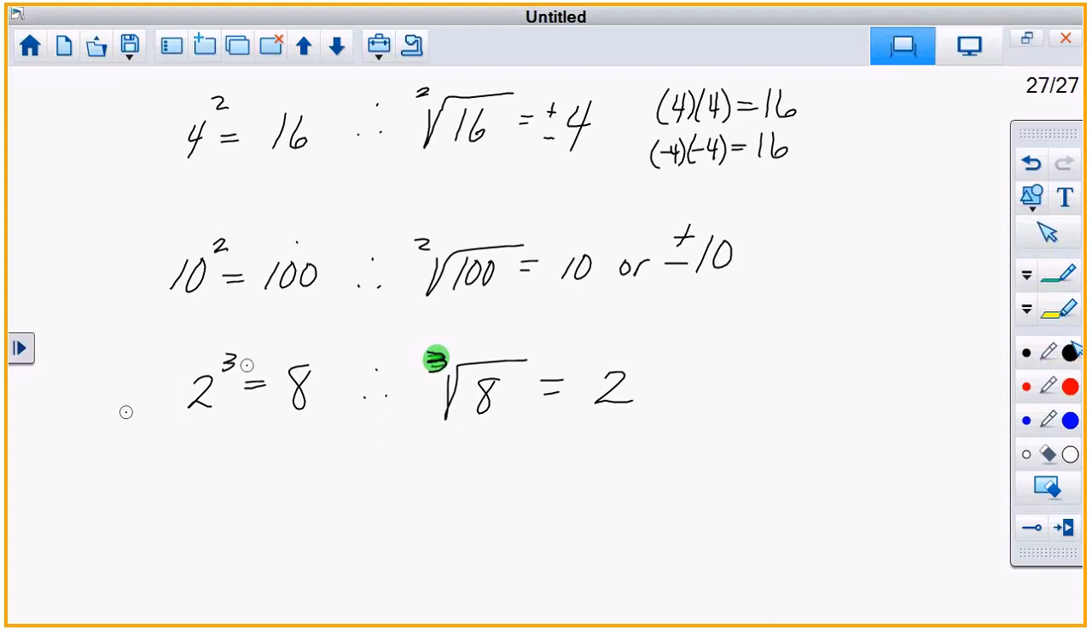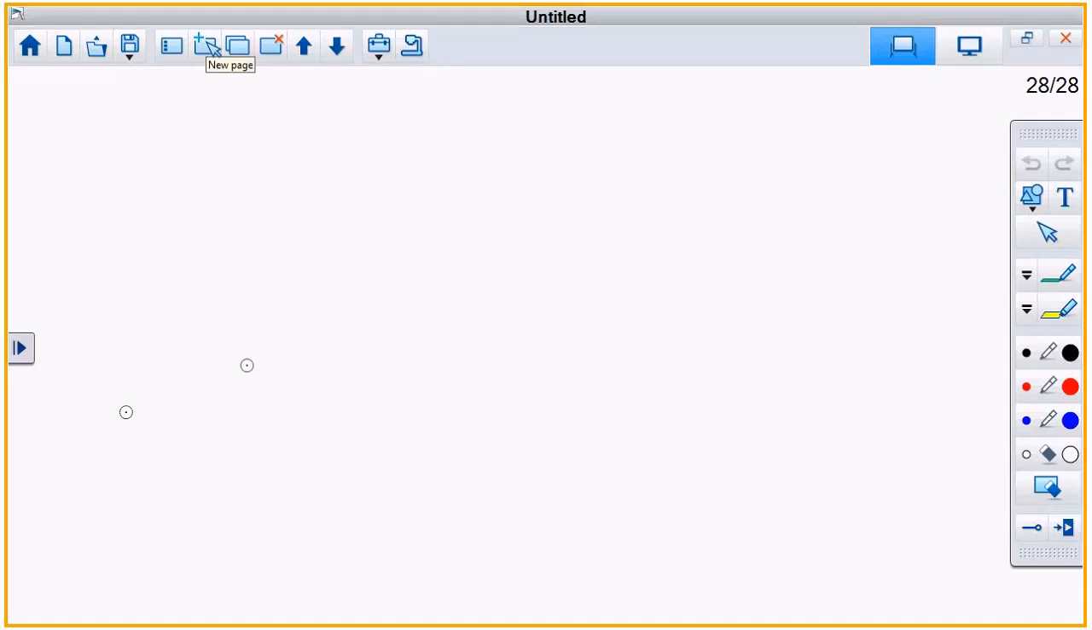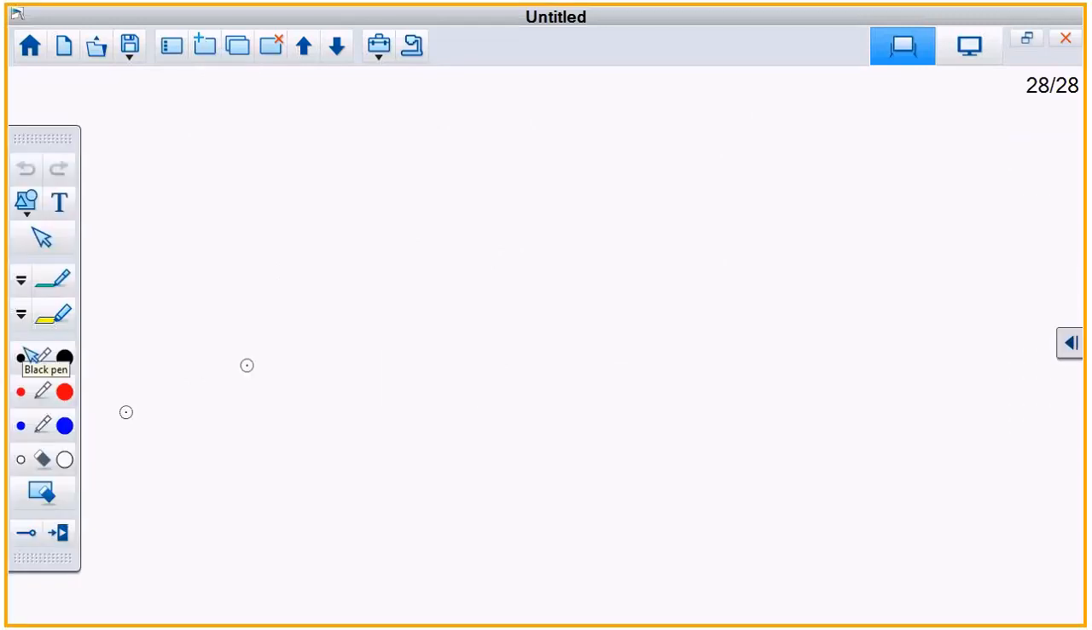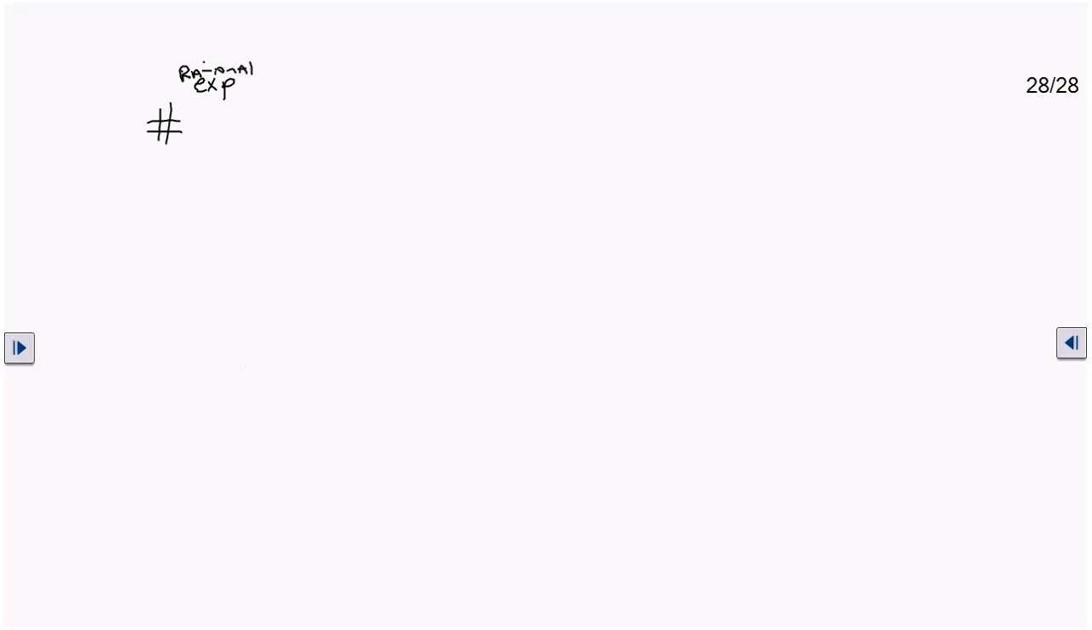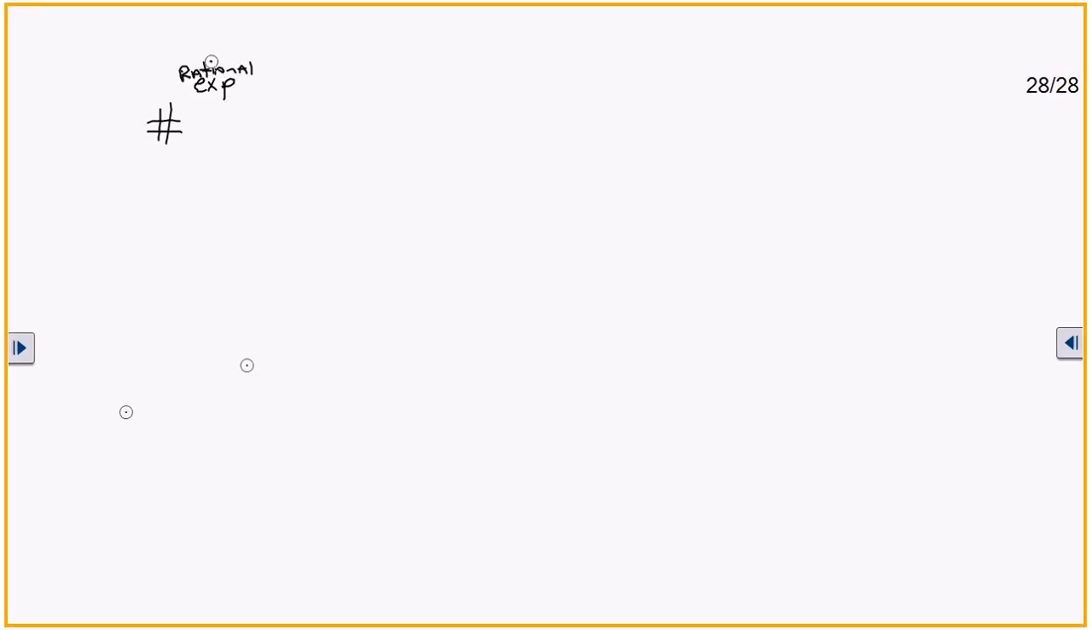Well, I was going to give you some rules for algebra, but no, I better wait. This is a basic math review, so we're going to wait. But you can have a number raised to a rational exponent. I'll give you an example.